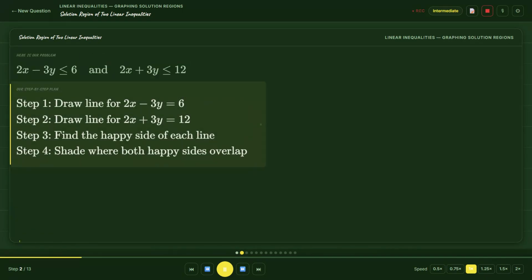Here is our plan. First, we change each rule into a straight line. Then we find which side of each line makes the rule true. The place where both sides overlap is our answer.